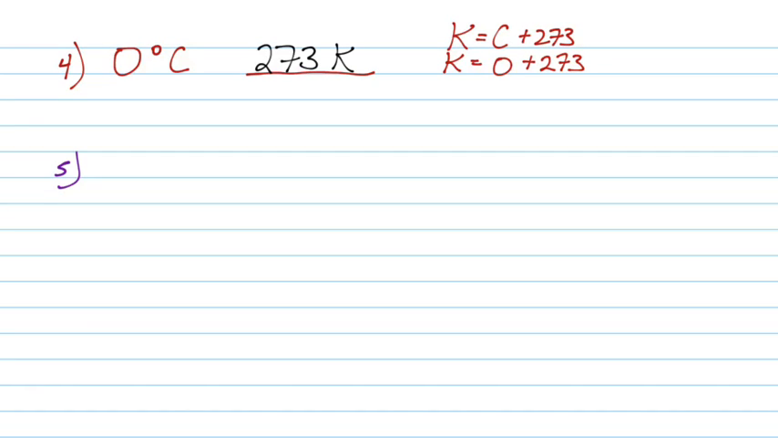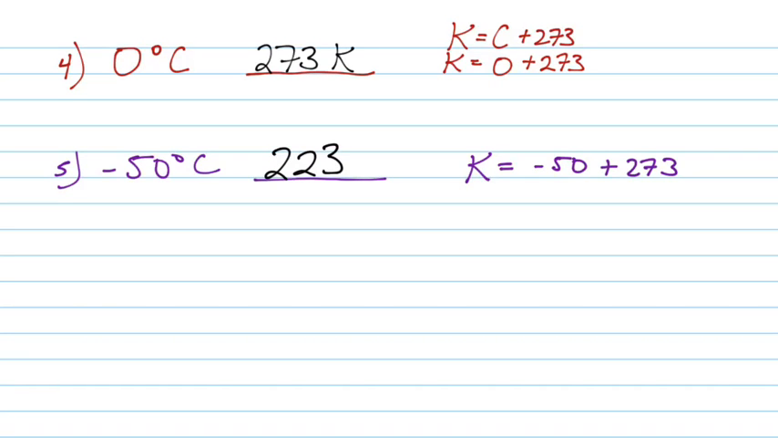Let's try number 5. It says negative 50. That's a really cold temperature, too cold to be out in. So negative 50 degrees Celsius. We're just going to say K equals negative 50 plus 273. What's that going to be? 223 Kelvin. Again, if you ever get a negative Kelvin temperature, you did something wrong. You can have negative Celsius, but you can't have negative Kelvin. So on 4 through 7, you just take what's given, you add 273, boom, it's in Kelvin.